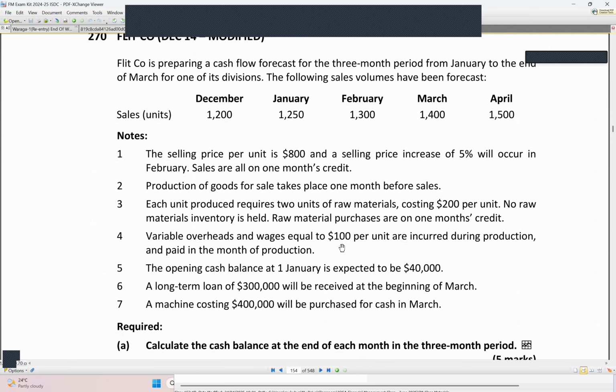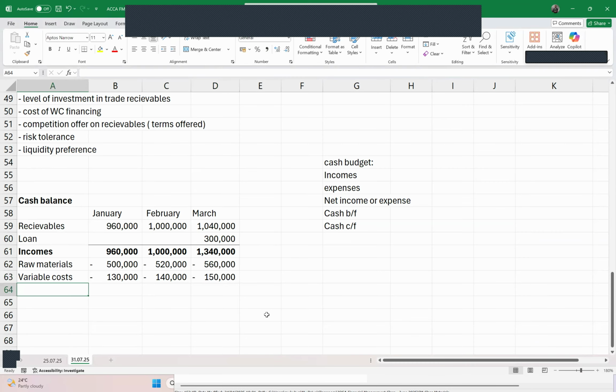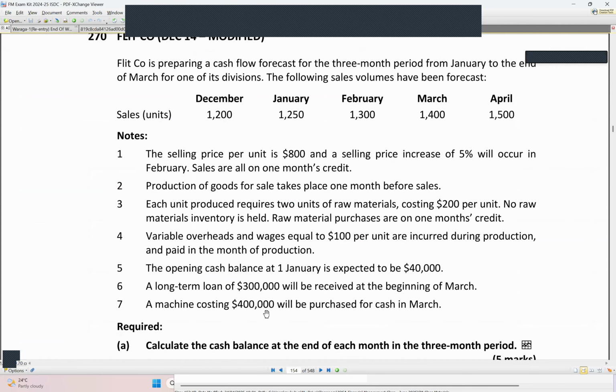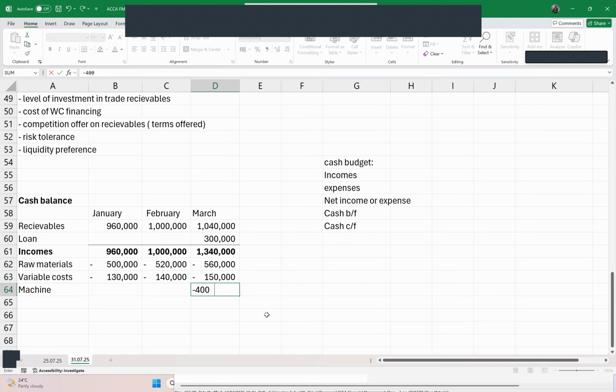What else? This is not yet coming. We are still now looking at the costs. There's a machine of 400,000 purchased for cash in March. So we do have a machine purchased for cash in March, 400,000. Okay, so we have all of the expenditures.